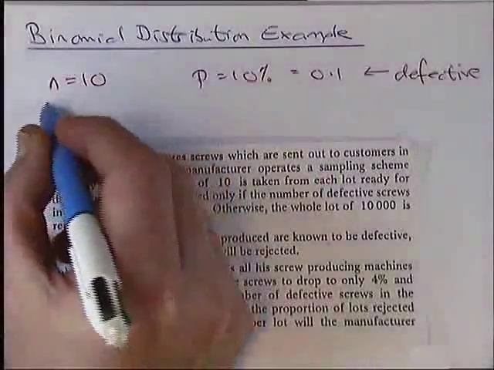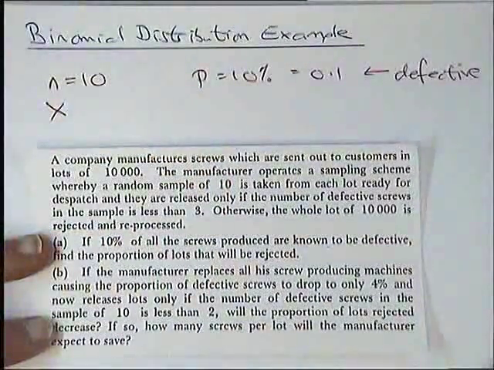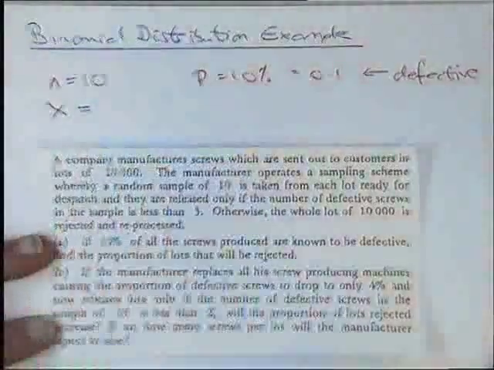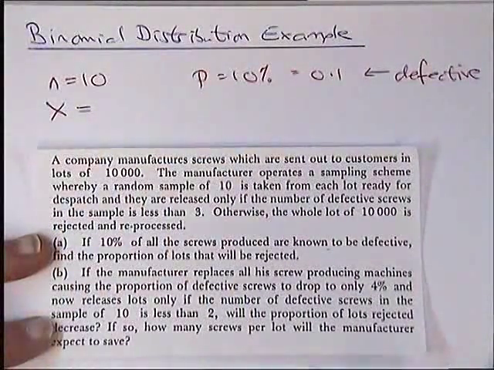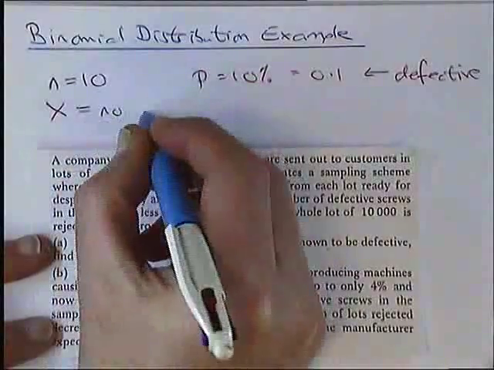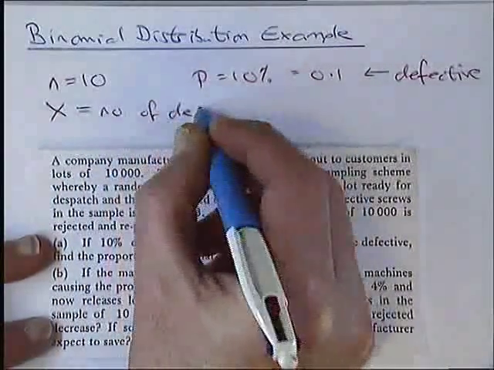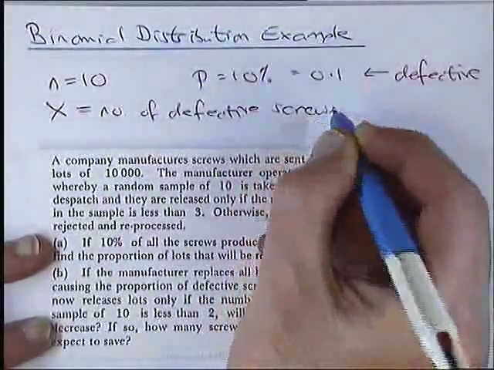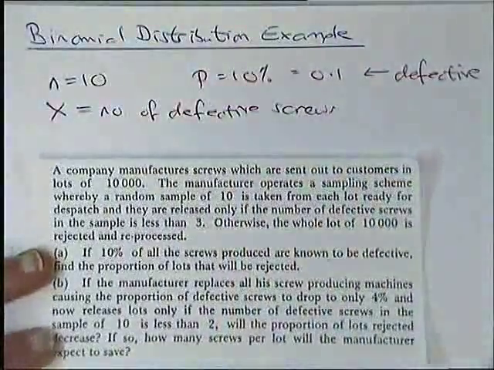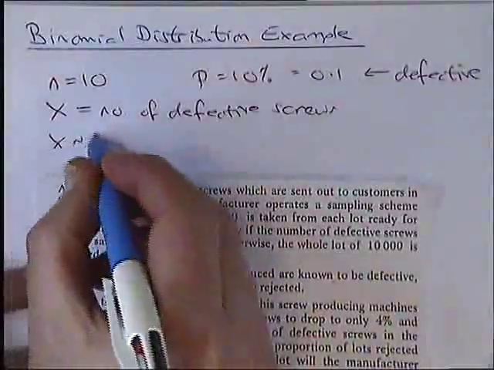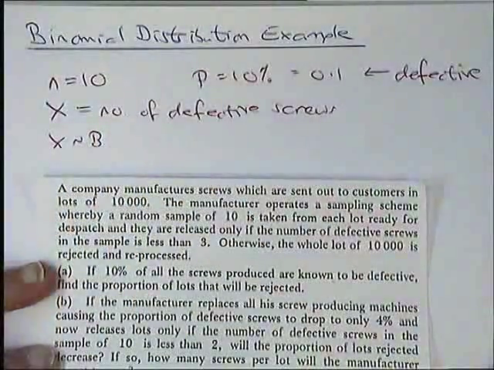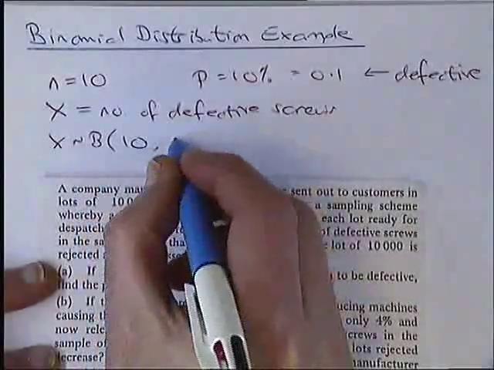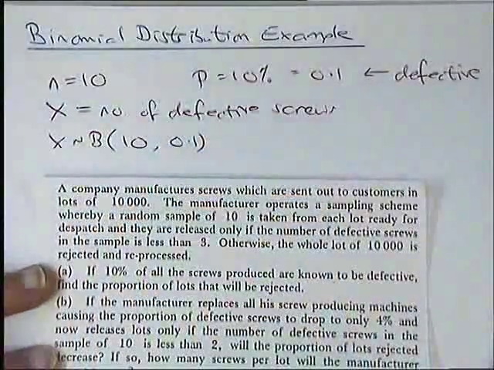Now if you're writing this down in an A-level exam, the first thing I would want anybody to do is to put down the capital letter they're going to use for the question. X is going to be our random variable, and say what it is, what it's standing for. And here X is going to be the number of defective screws. And we believe in this question that X follows the binomial distribution. Then in this bracket we put the value of n and the value of p.